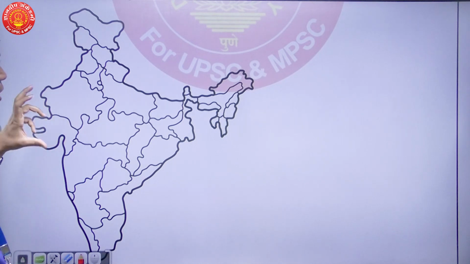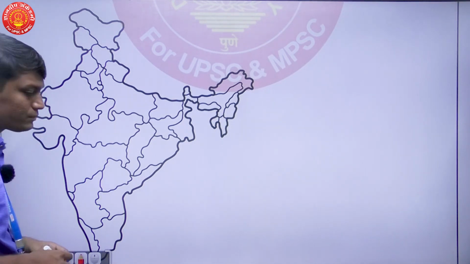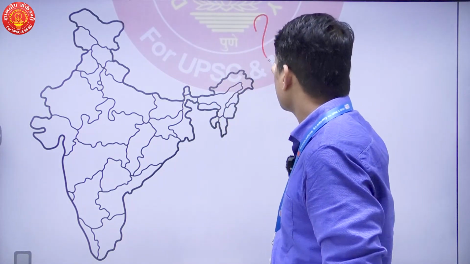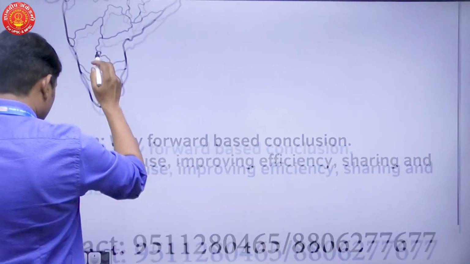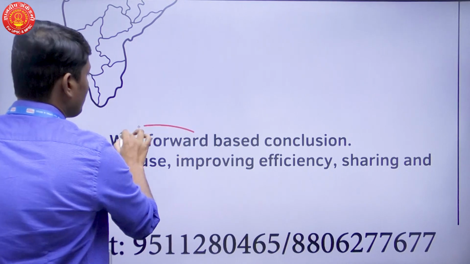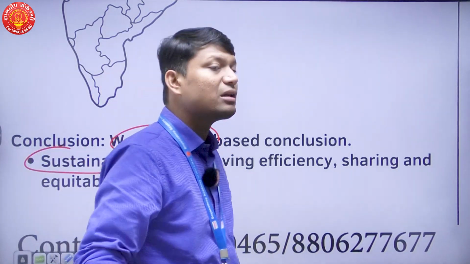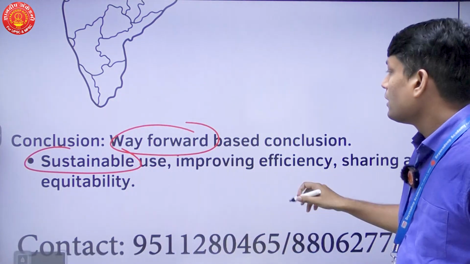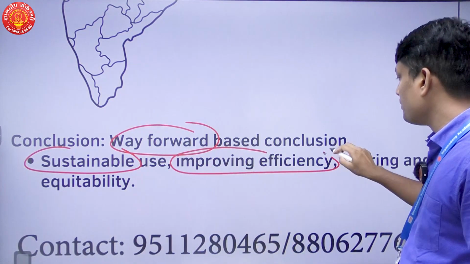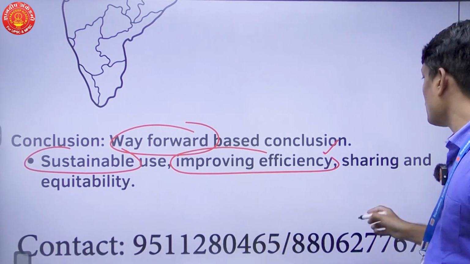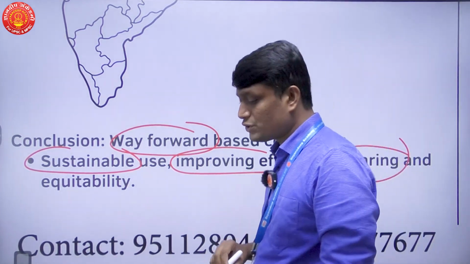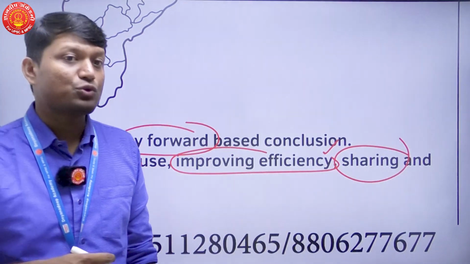Now I have to draw a map. On the map I will show in which states or geographical areas there is a severe or acute shortage of water. That needs to be presented in this map. Finally, I will conclude with a way forward. I will say what sustainable use can be, and sustainable development goals can be put here. We can also talk about improving the efficiency of water use. There can also be a mention of sharing and equitability when it comes to water resources.